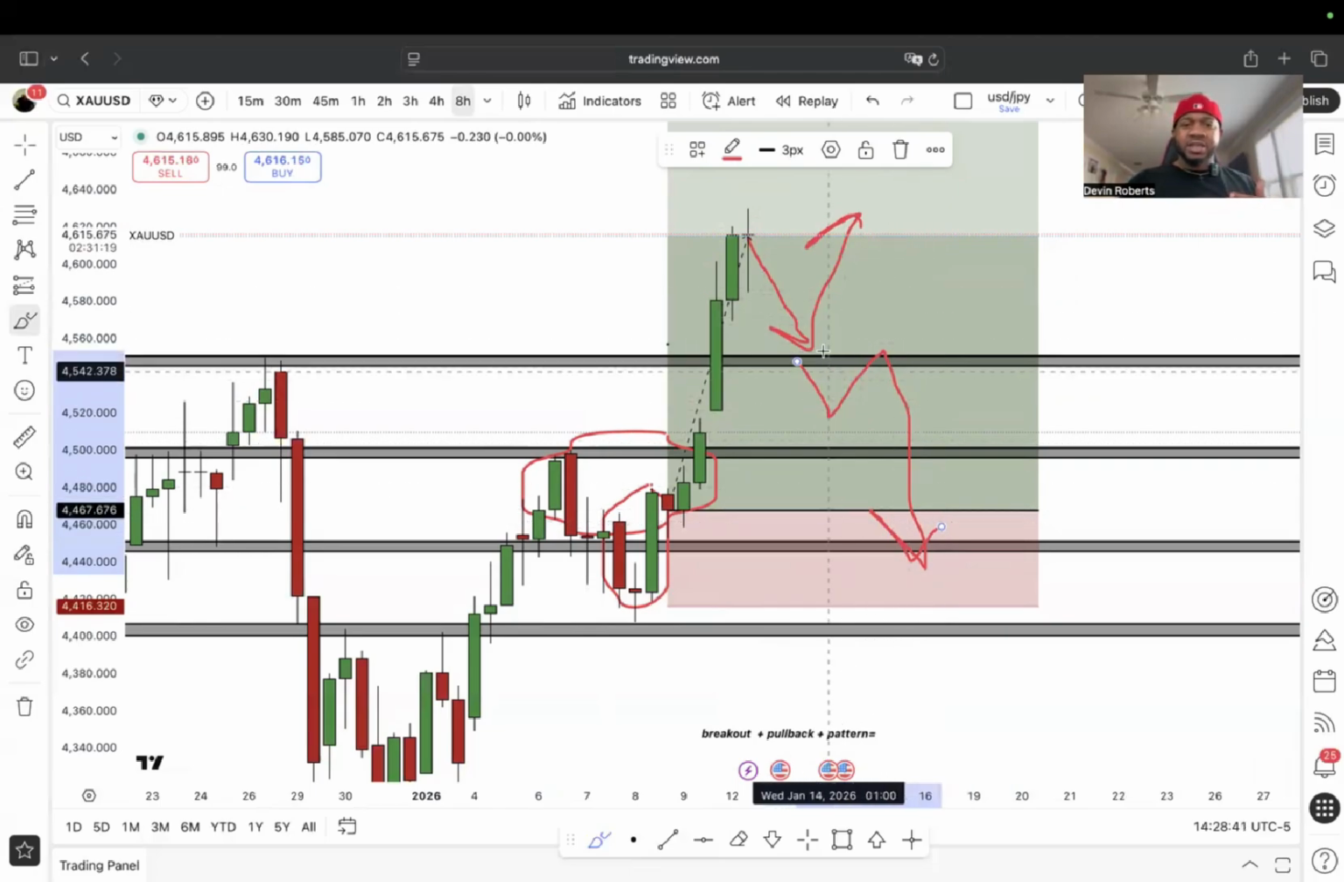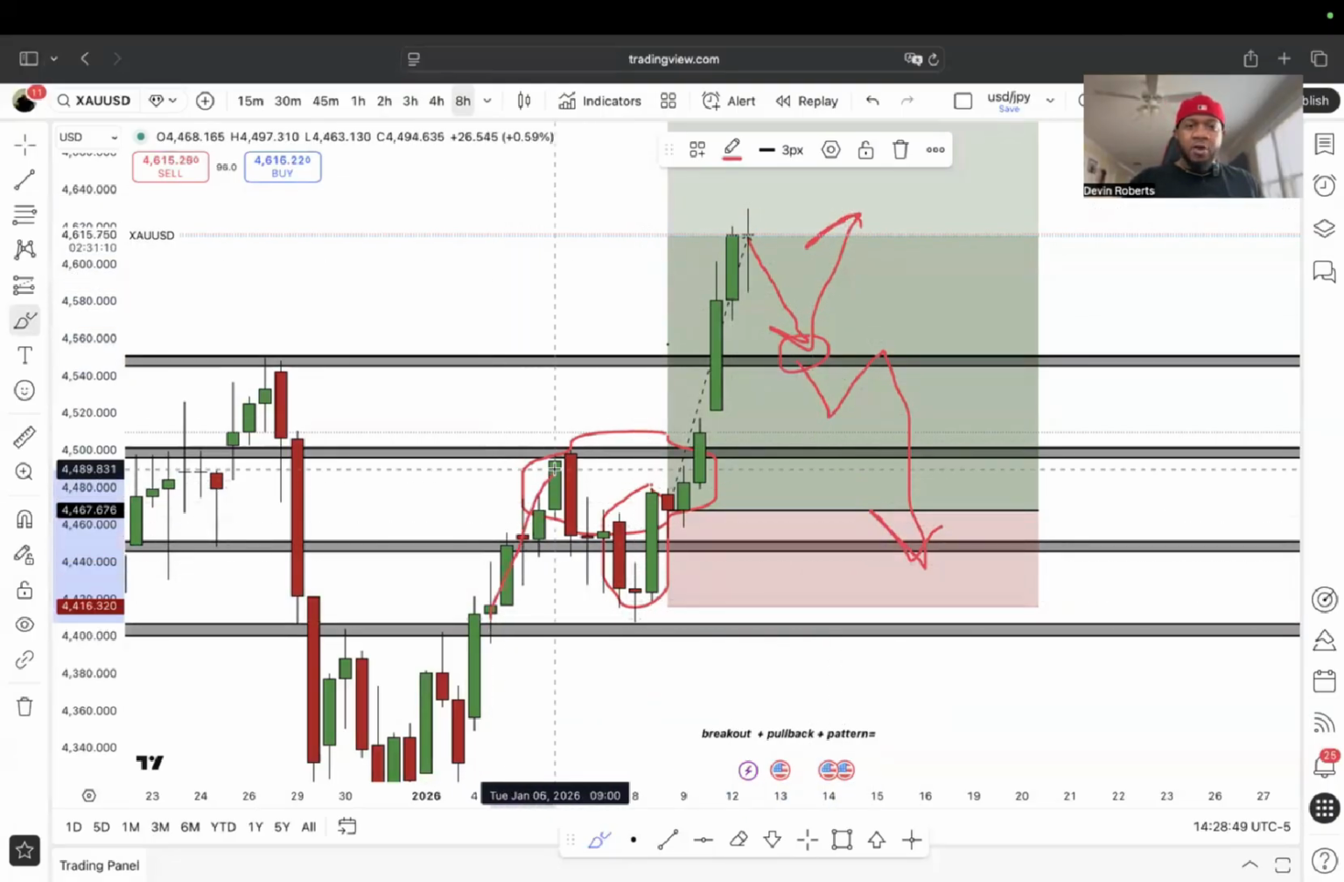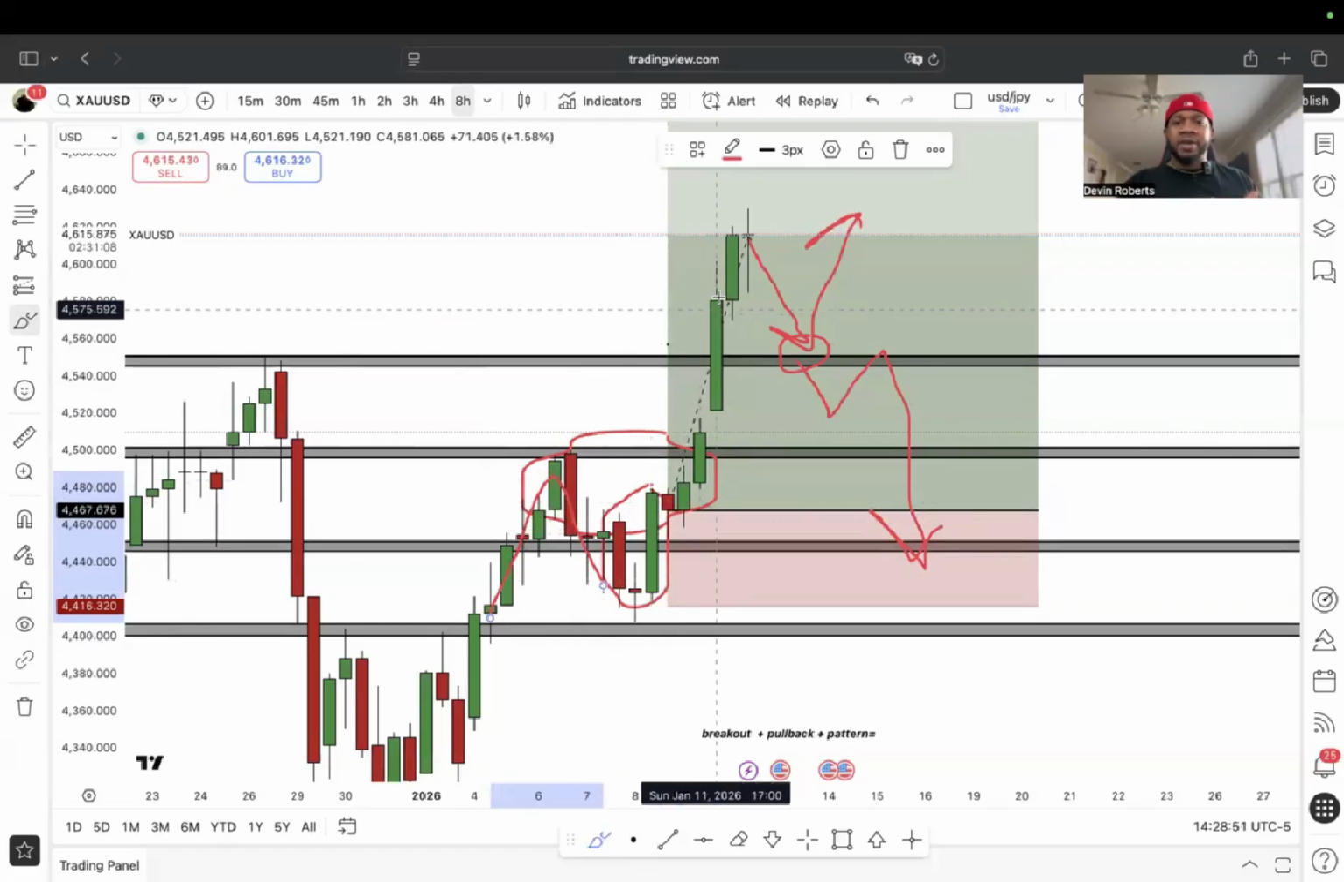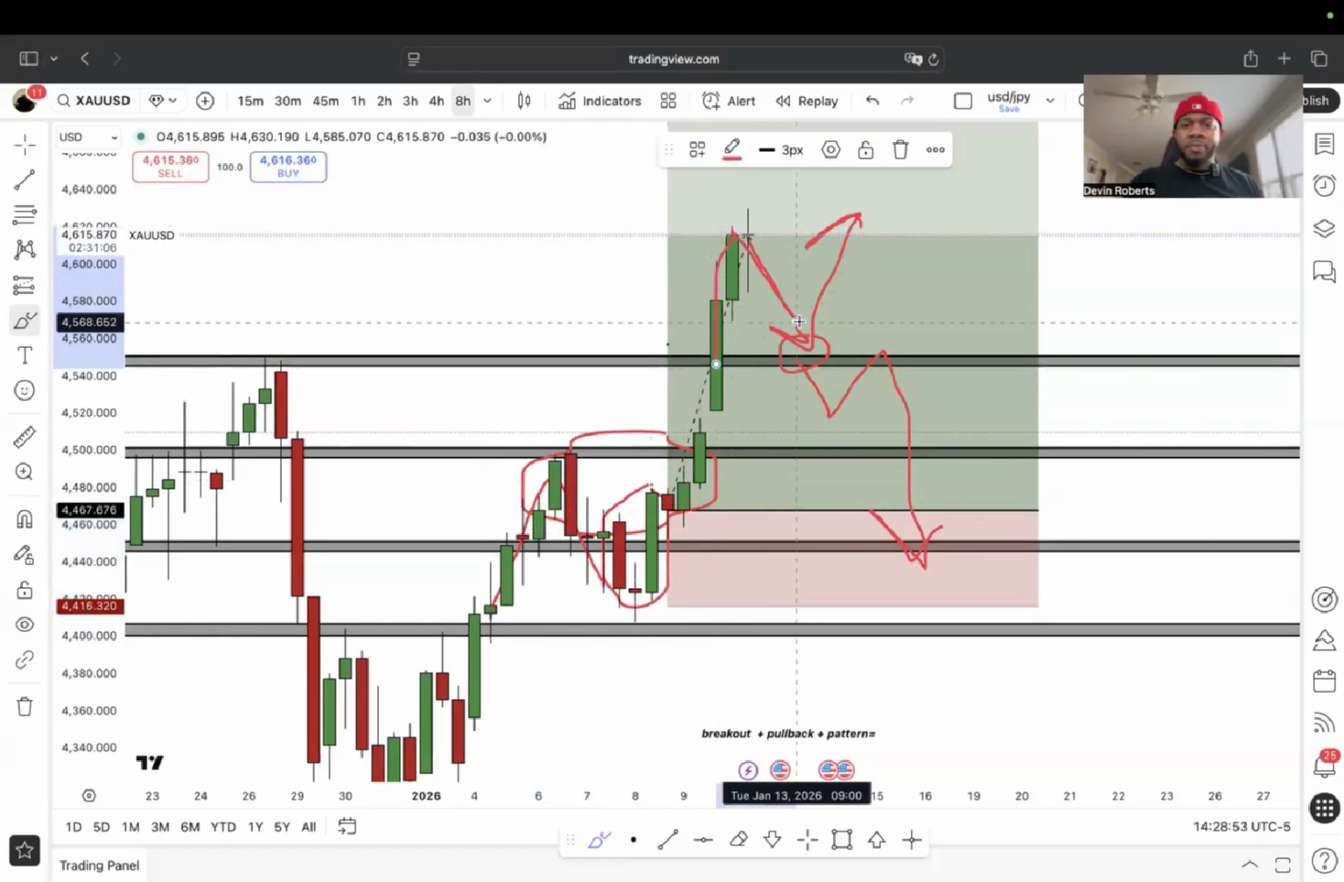If price action comes back to this level, retests it and rejects it and makes a morning star again, I'm going to go back for the buy. The same thing we did here. Breakout, pullback, morning star, I'm in for the buy. Breakout, pullback, morning star, I'll get back in for the buy.